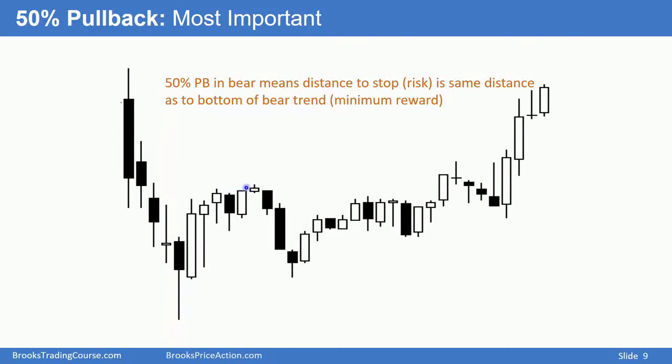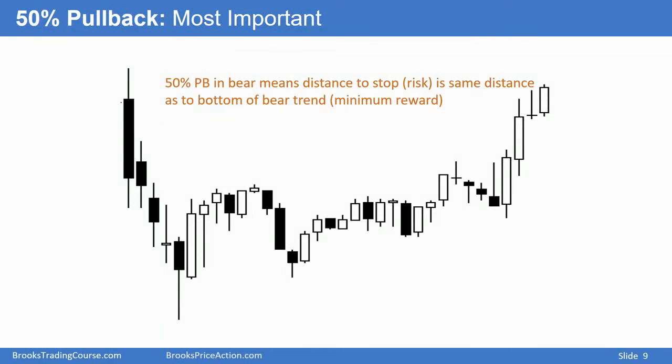However, we're probably in a bull trend. Probably means a 60% chance that the bulls will make money, 40% chance that the bears will make money. So a 50% pullback is a very important thing in a bull trend or in a bear trend as well, because at 50%, risk and reward are the same for the bulls and the bears. But if it's a bull trend, the probability favors the bulls. If it's a bear trend, the probability favors the bears.